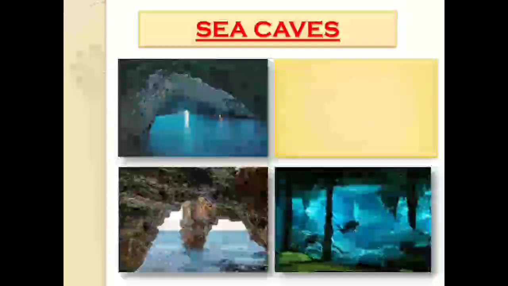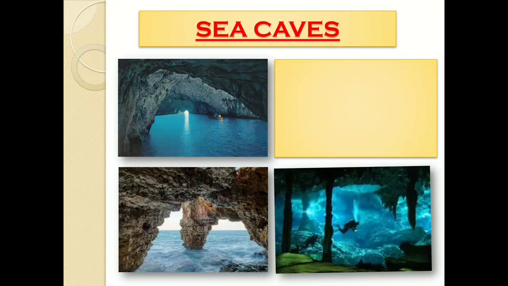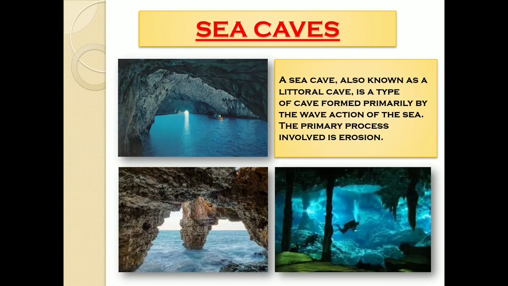Next is sea caves. You can see a picture of different sea caves. A sea cave, also known as a littoral cave, is a type of cave formed primarily by the wave action of the sea. The primary process involved is erosion.